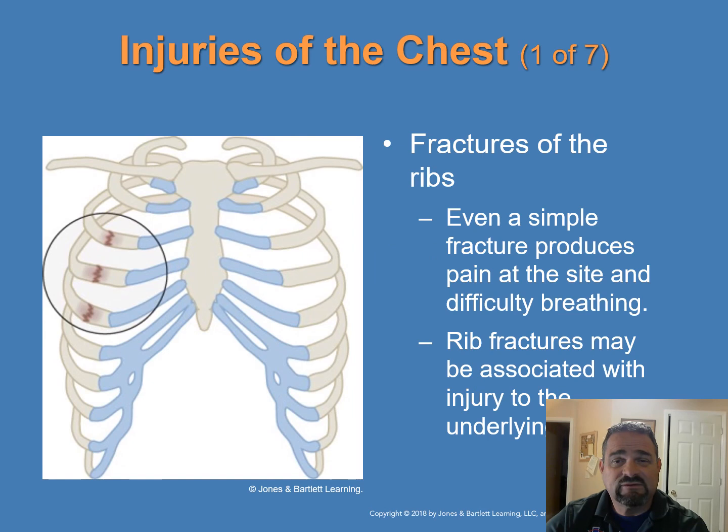All right, so injuries to the chest. The chest cavity contains lungs and heart and several major blood vessels. The cavity is surrounded and protected by the chest wall, which is made up of the ribs, cartilage, and associated chest muscles. Fractures of the ribs. Even simple fractures of one rib produce a lot of pain at the site and can cause difficulty breathing. Multiple rib fractures result in significant breathing difficulty. The patient may not be able to breathe deep enough to have adequate amounts of oxygen. Rib fractures may also be associated with an injury to the underlying organs.